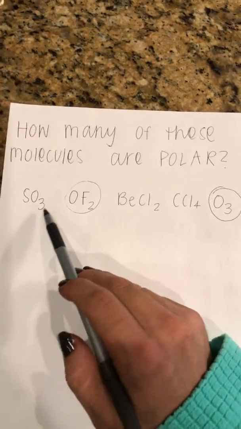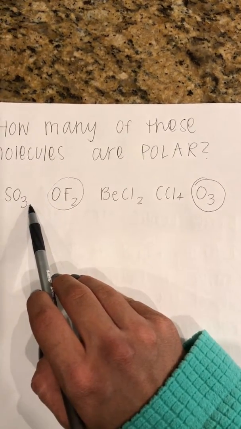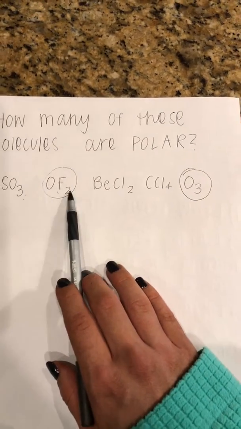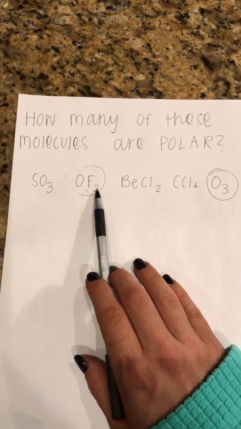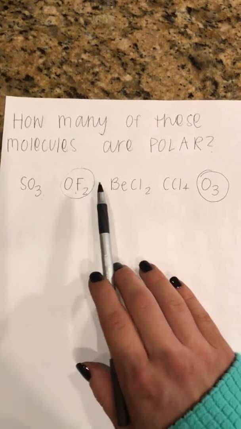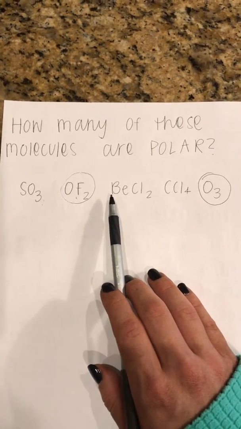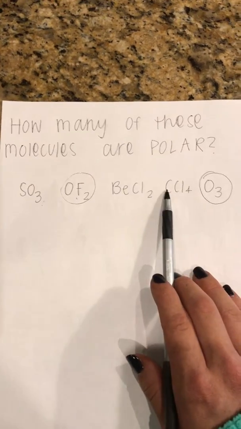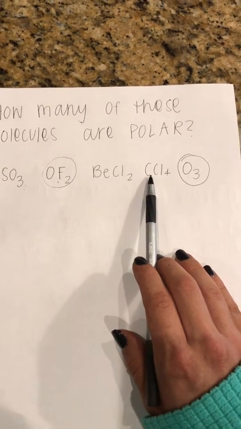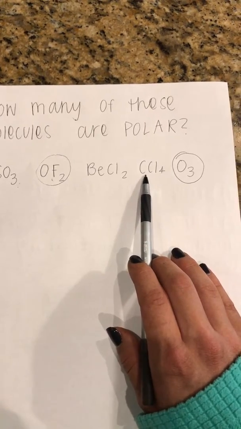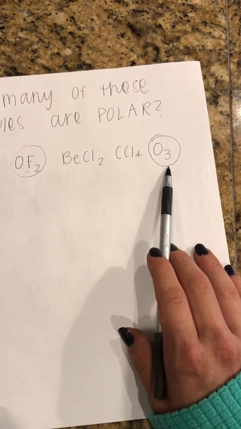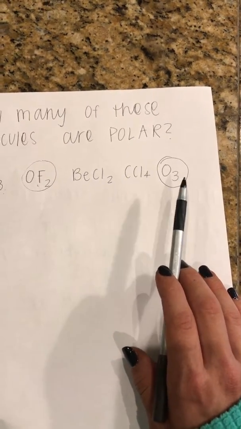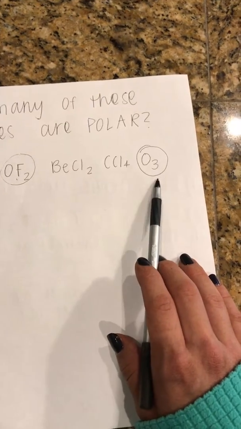SO3 is nonpolar because all three domains were the same when they were added, so they canceled. OF2 is polar because we found that all of the domains in this molecule are not the same because of the two non-bonding domains. BeCl2 is nonpolar because both domains were the same and canceled each other to leave a net dipole of 0. CCl4 is nonpolar as well because all four domains are the same and the net dipole is 0. O3 is a polar molecule because the molecular geometry is bent, having two bonds and one non-bonding domain, which makes the three domains different, resulting in a polar molecule.